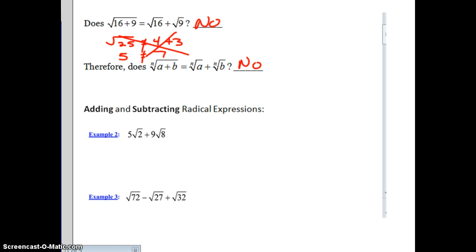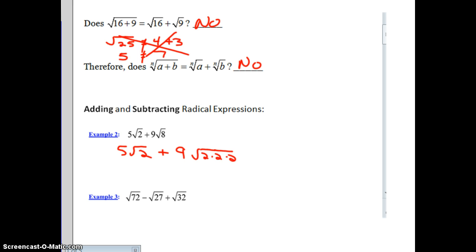5 radical 2, that's simplified. So I'm going to write that again, plus 9 radical 8. I'm going to simplify the square root of 8. The square root of 8 can also be written as the square root of 2 times 2 times 2. 2 times 2 times 2 is 8. So now we're going to simplify. Our index in both cases is also 2. You don't see it, but when you're taking the square root of something, the index is 2.